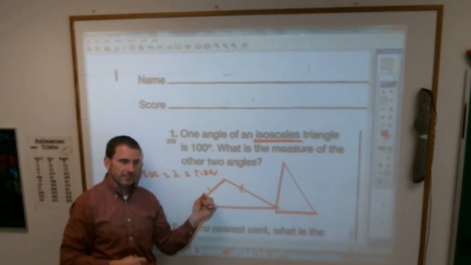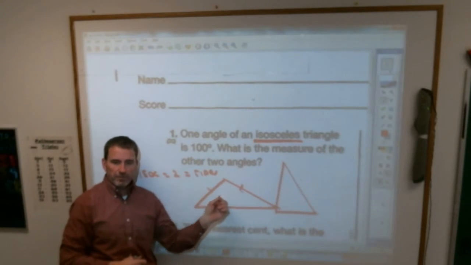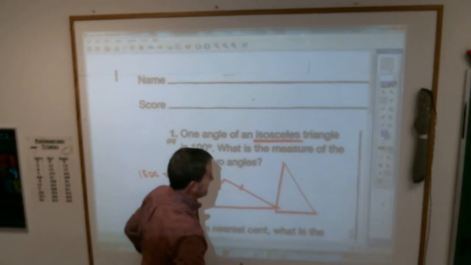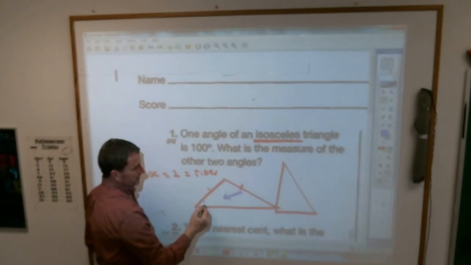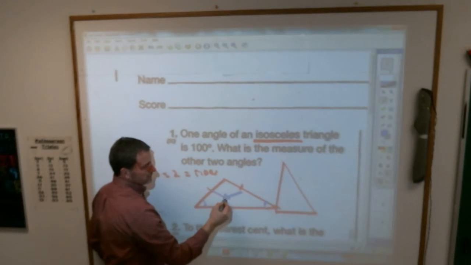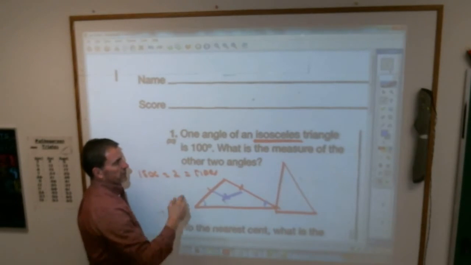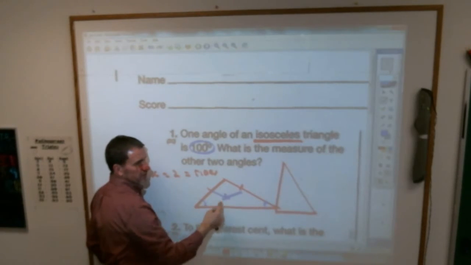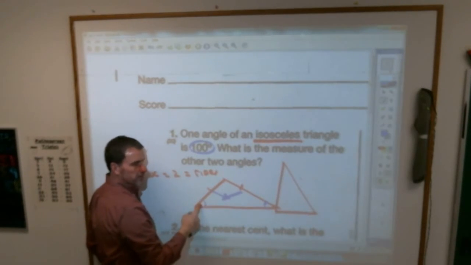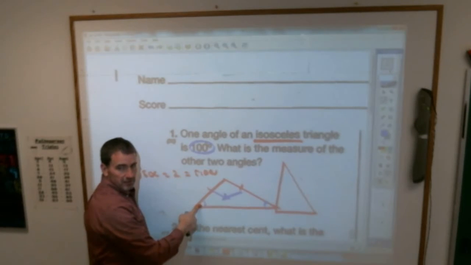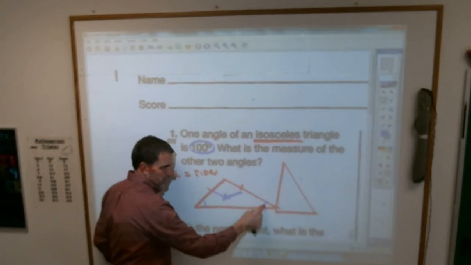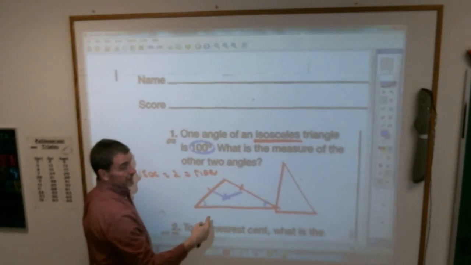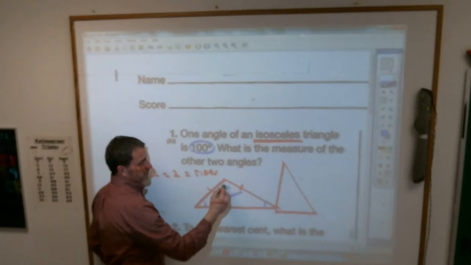Besides the two sides being equal, what else do you know about isosceles triangles, Isabel? Yeah, the angles opposite those sides have to be equal. Okay, so if one angle is 100 degrees, there's no way these two angles could be 100 degrees. Why? Why couldn't this be 100 degrees? Because if it's 100 degrees, that's 100 degrees, which would give you a total of 200 degrees, and you can't have a triangle that has more than 180 degrees. So you know this one has to be 100 degrees.